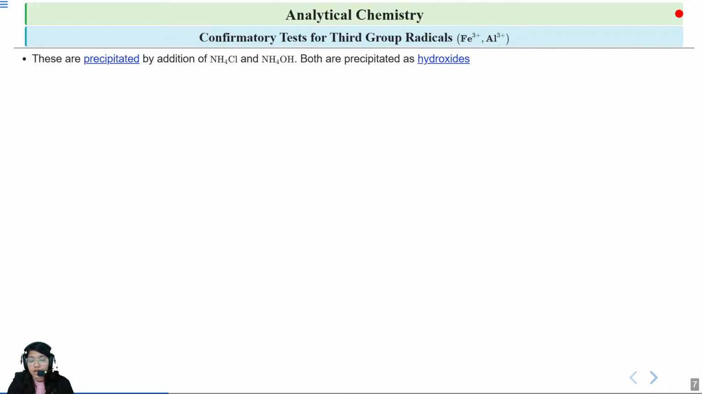Now let's discuss the confirmatory test for third group radicals like iron and aluminium. So third group radicals include iron ions Fe3+ and aluminium ions Al3+. So what is the group reagent for the third group radicals? It is NH4Cl plus NH4OH, that is ammonium chloride plus ammonium hydroxide. So these third group radicals are precipitated by the addition of ammonium chloride and ammonium hydroxide. Both Fe3+ and Al3+ form hydroxides when precipitated with ammonium chloride and ammonium hydroxide.